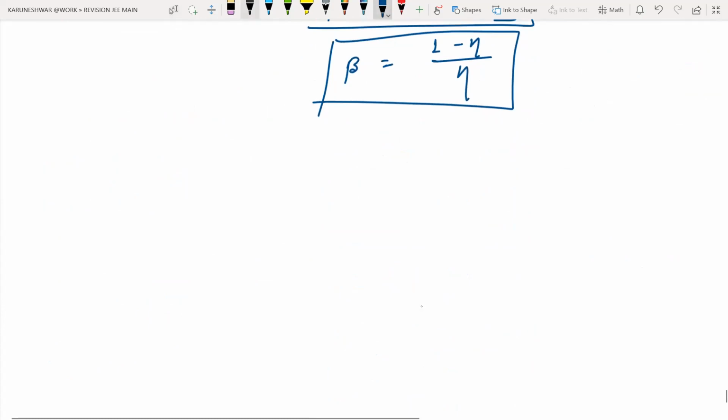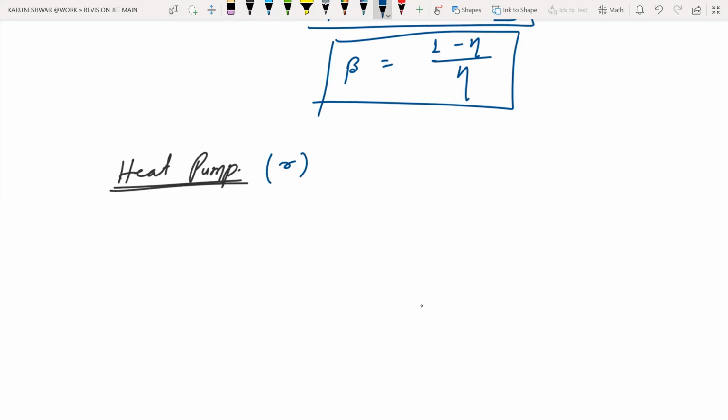Next topic, the last topic of this chapter in this video, is heat pump. In case of heat pump, there is one term which you need to remember, that is the difference from the coefficient of performance beta. It is just the reverse of that. That is why it is called heat pump. It is denoted by small r here, and that is the coefficient of performance for the heat pump.